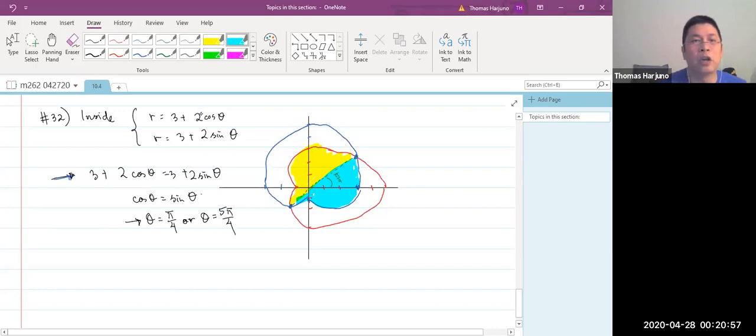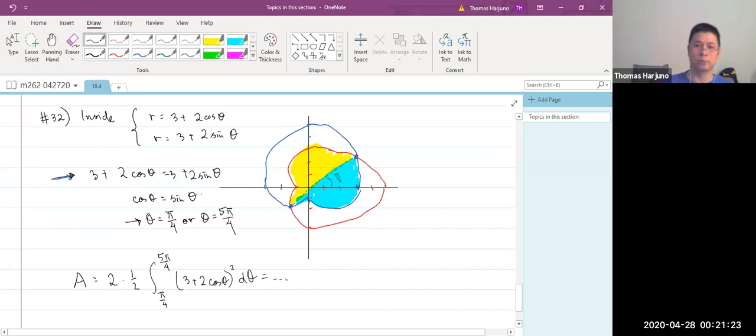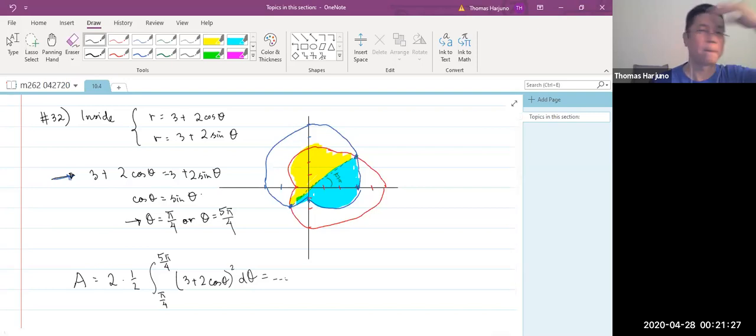So if I use the yellow one, the area equals 2 times 1/2 integral from pi over 4 to 5 pi over 4. The red one is cosine. So (3 + 2 cosine theta) squared d theta. Now you work it out. That's for the area.